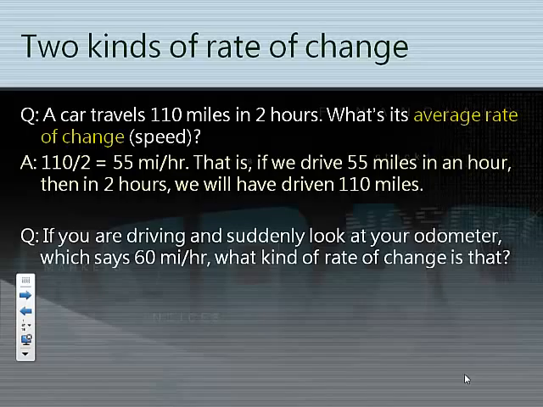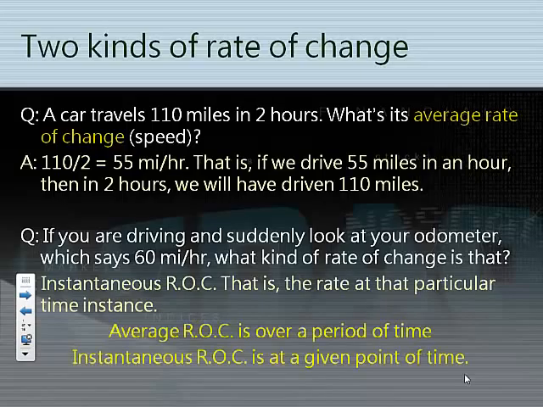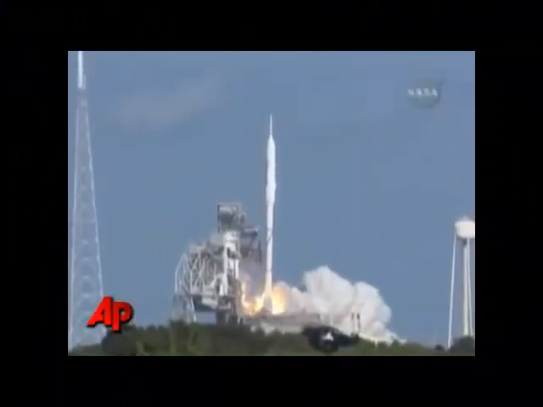Second question, if you're driving and you suddenly look at your odometer and it says 60 miles per hour, what kind of rate of change is that? Well, that's an instantaneous rate of change. That is the speed you are going, the rate at which you are going at that very particular time instance. So just remember that average rate of change, we're looking at a period of time. How much does your speed change over a period of time? Instantaneous rate of change is what is your speed at a very specific given point of time.